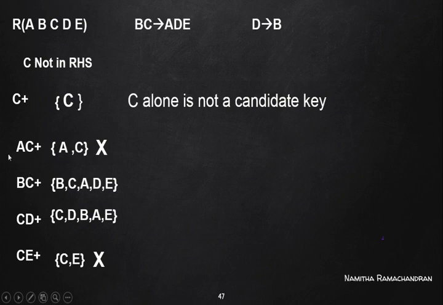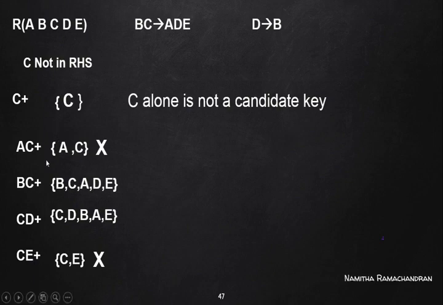But in case of AC, this particular set AC, C is present in the LHS part, but A is not present. So AC alone will never be a candidate key. Similarly, the set CE. C is present in the LHS part, but E is not present in the LHS part. Right? So we don't want to derive the closure next.